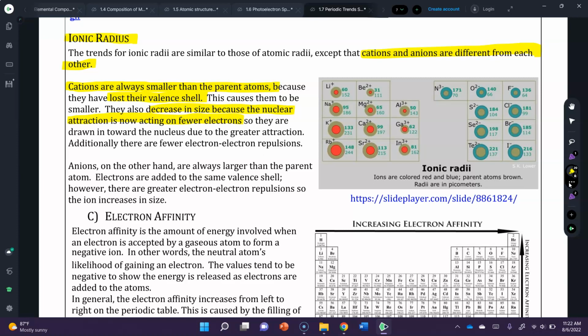Anions, on the other hand, are always larger than the parent atom. That is because electrons are added to the same valence shell. However, there are greater electron-electron repulsions, so the ion increases in size. Okay? And we see an example in this image to the right.